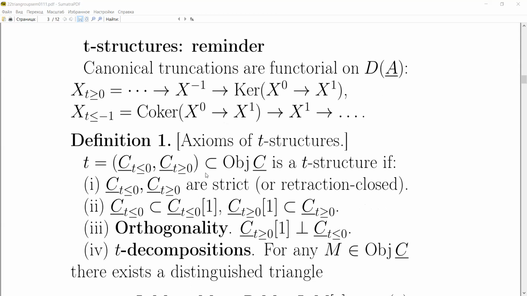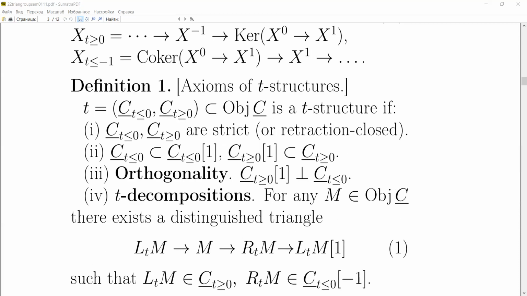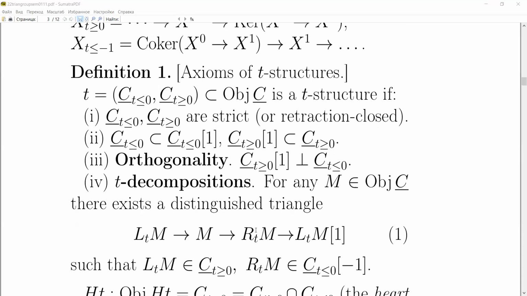Okay, so here is the definition of t-structures. The basic example comes from canonical truncations of complexes. The t-structure truncations are functorial and enjoy the following properties. You probably know all of this very well. I use the homological notation. I don't plan to stop here unless you want me to say some detail. So for any object, you have a t-decomposition triangle like this.